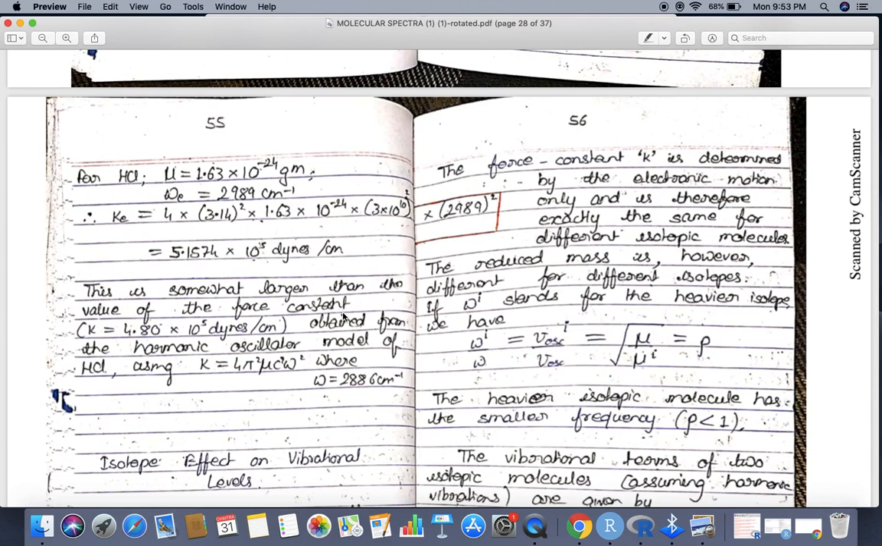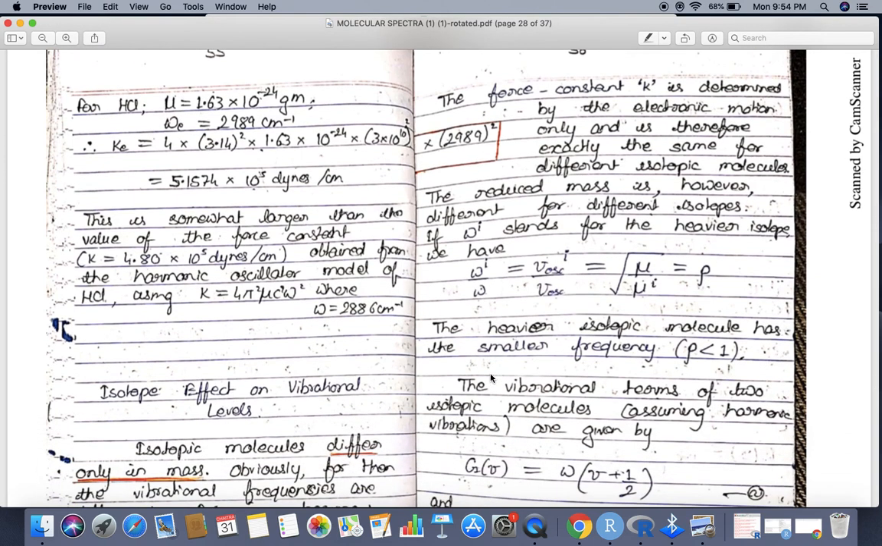The force constant K is determined by the electronic motion only and is therefore exactly the same for the different isotopic molecules, because this K is determined by the electronic motion only. Once it is constant for the isotopes, the reduced mass is however different for the different isotopes. Suppose we define that ω^i stands for the heavier isotope. We have ω^i/ω = ν_osc^i/ν_osc = √(μ/μ^i) = ρ. We are defining ρ with the help of this.